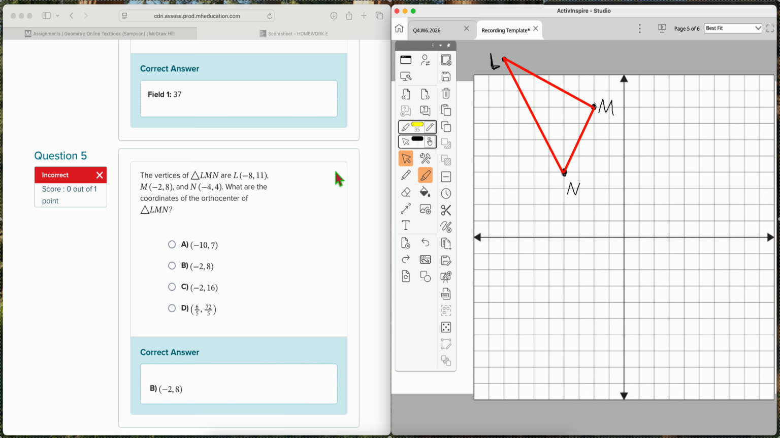The vertices of triangle LMN are here. I've graphed it already, and that's what you should do too for a type of question like this, unless you're really comfortable with a big system of equations, which I think is hard to keep track of. What are the coordinates of the orthocenter of LMN?